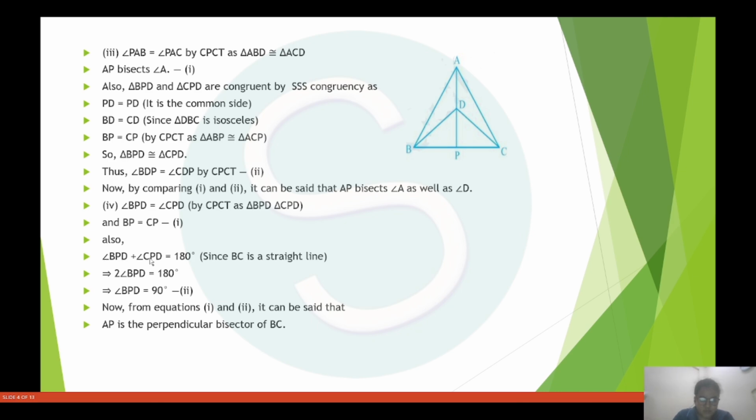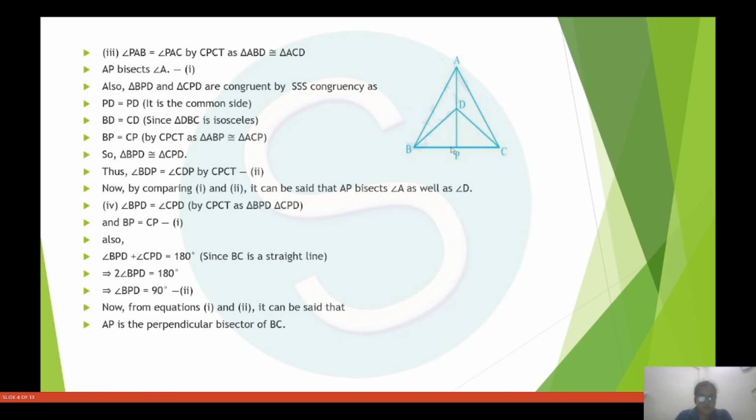So हम BPT plus BPT equals to 180 degree लिखेंगे, then we write as 2 times BPT equals to 180 degree. So 2 से अगर हम 180 को cancel करते हैं तो 90 हो जाता है. So angle BPT equals to 90 degree. So from equation 1 and 2 we can say that AP is a perpendicular bisector of BC.